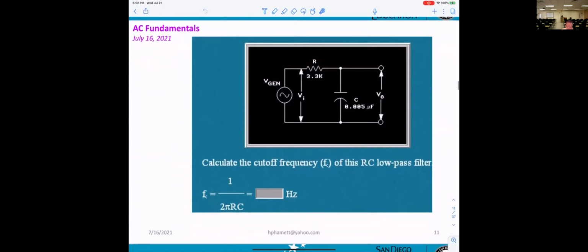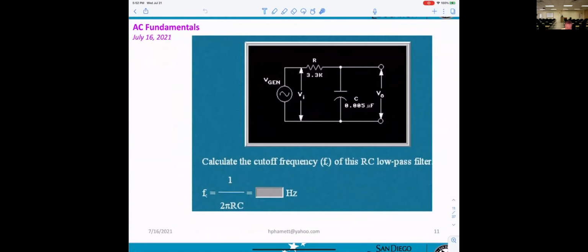Now, you have to do it for me and tell me the cutoff frequency for this circuitry here. You get R 3.3K, C 0.005 microfarad, and this is the formula. Who can do it faster? Let me know the answer. You have to do your calculation. I'm not going to keep going. This is the one in the quiz or in the test. You must be able to do it.